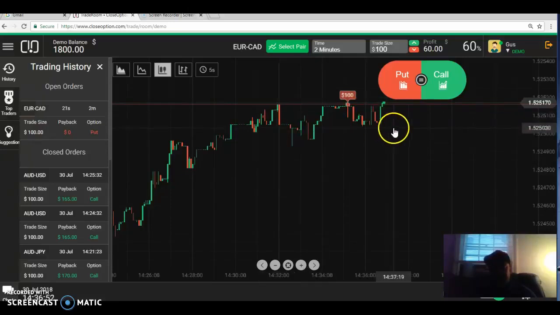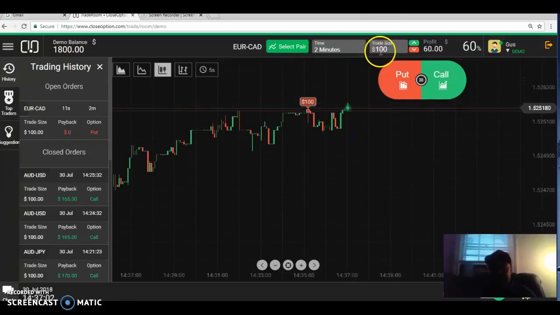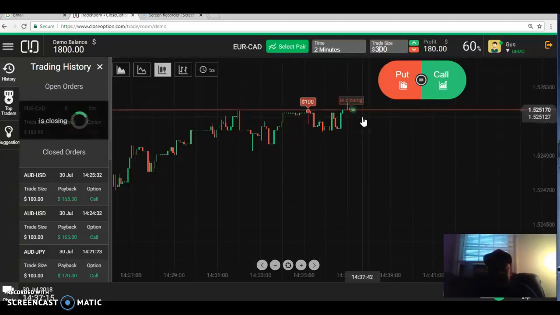Okay, this currency has kind of worked against me a little bit. Another strategy I use is, all right, I've got 13 seconds on this trade. All right, so I think it's going to lose. So basically, what I'm going to do is double up on the trade. I lost that trade just by a slight bit.